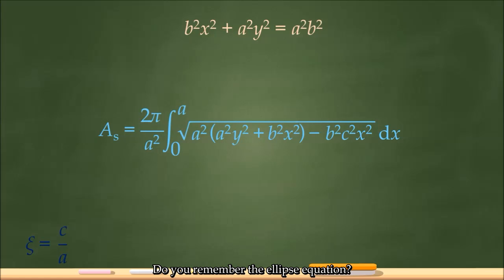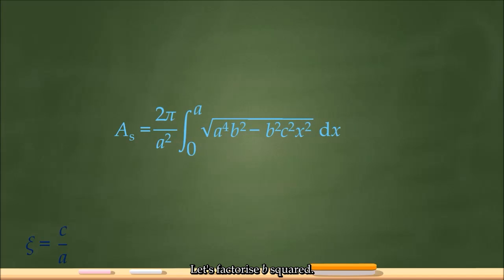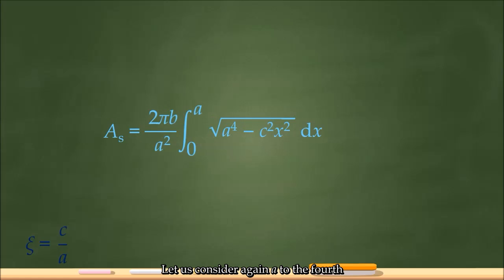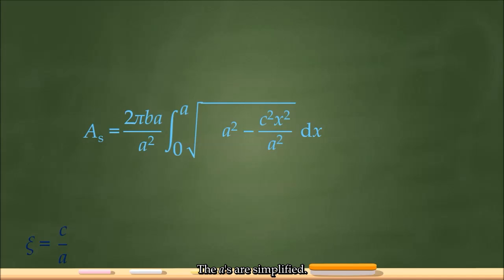Do you remember the ellipse equation? Let's substitute it. Let's multiply. Let's factorize b squared. We may now put it out from the square root. Let us consider again a to the fourth as a squared times a squared. If we factorize this way, we may take it out from the square root. The a's are simplified. We may notice that the expression c squared divided by a squared appears. This expression is equivalent to c squared.